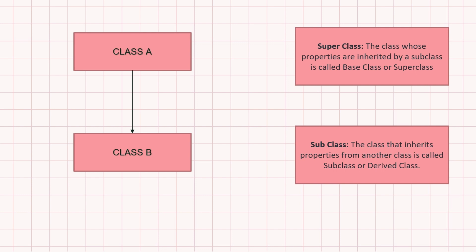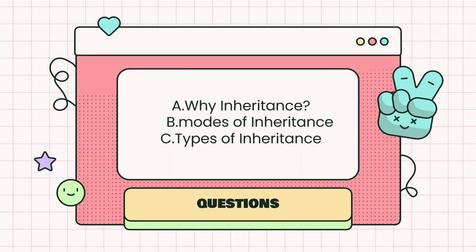Now, I already explained it. So we have a superclass, the class whose properties are inherited by a subclass. It is called a base class. Like we have a class A. This class A is a superclass because all the functions mentioned here are inherited by class B. The class which takes the advantage of inheritance is known as a subclass, which takes the properties of the superclass. So that's it. Now we have to move forward.